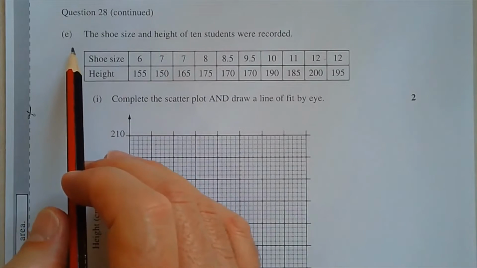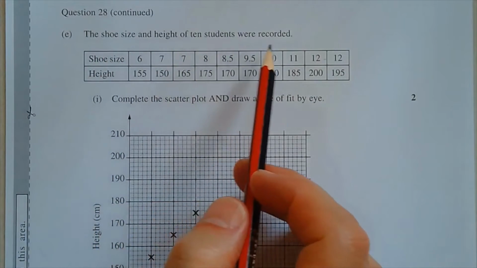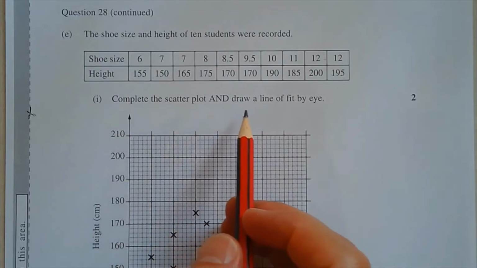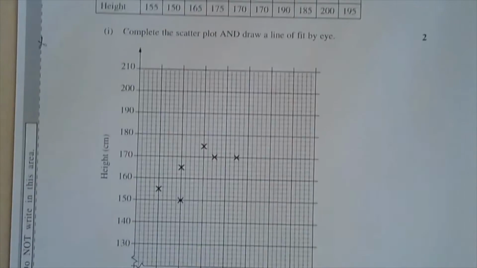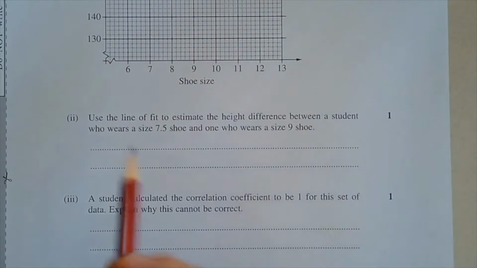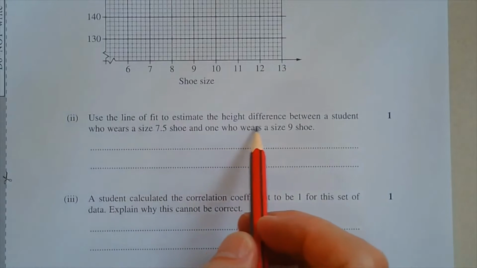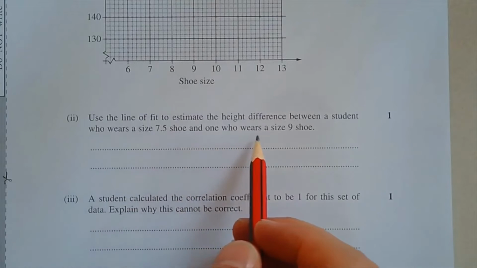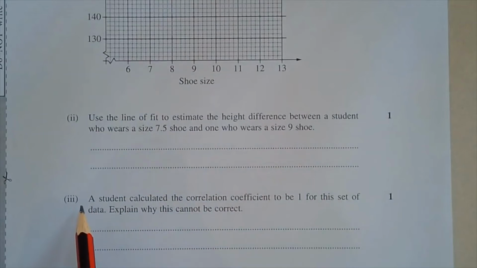Question 28E. The shoe size and height of 10 students were recorded. Part 1. Complete the scatter plot and draw a line of fit by eye. So there's the scatter plot. And we might just have a look at part 2 and 3 quickly. We're going to use the line of fit to estimate the height difference between a student who wears a size 7.5 shoe and one who wears a size 9 shoe. And then part 3, a student calculated the correlation coefficient to be 1 for this set of data. Explain why this cannot be correct. In fact, part 3 could be answered first.